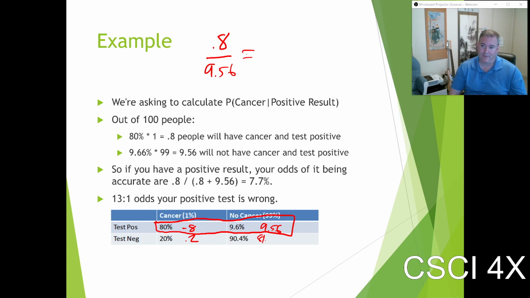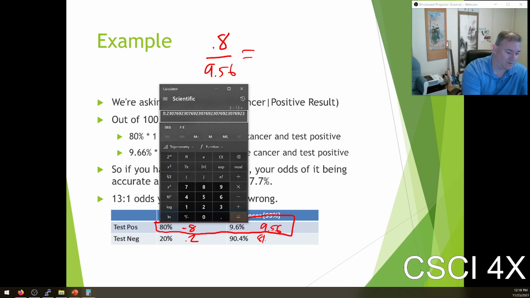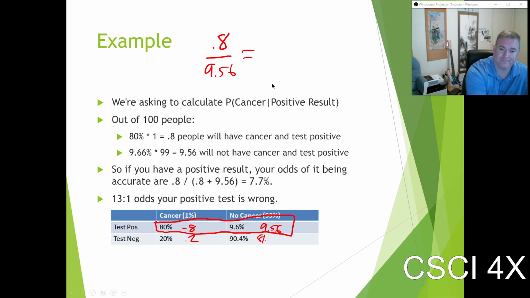Okay. So 0.8 divided by 9.56 is 8.4%. Which is really bad. Think about that. You turn 40, you get your first mammogram, they send you back a letter, you have cancer. The odds you actually have cancer are only 8 out of 100. There's a 92% chance that you do not actually have cancer.